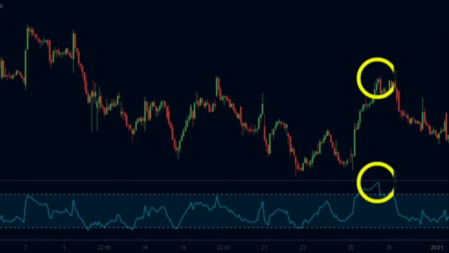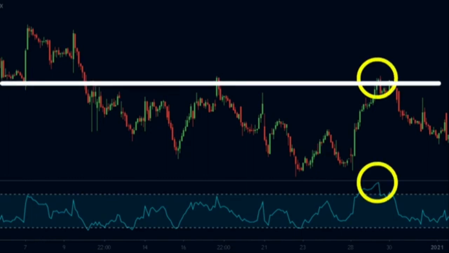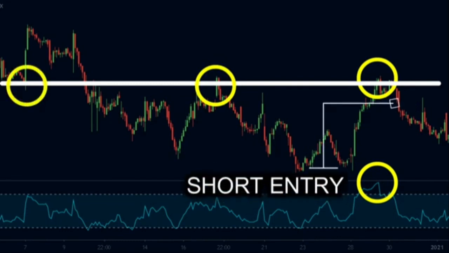Now, here the RSI hit the overbought zone. At the same time, we can see that the stock is trading at a price that has acted as a resistance level before. This level has also acted as a support here. A short trade here would have resulted in a profit.